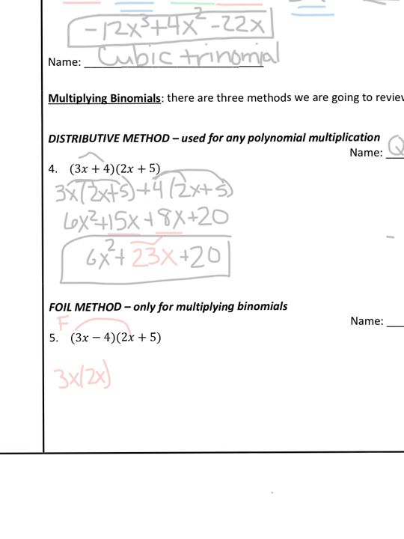The O in FOIL is the outer. So let's change this to blue. The O stands for the outers. You're going to multiply the 3x times the 5. So plus 3x times 5. That's the O. And then you got to do the I. The I is for inner. So let's change this to green. The I are these guys right here. So it's minus 4 times 2x, right? Negative 4 times 2x.